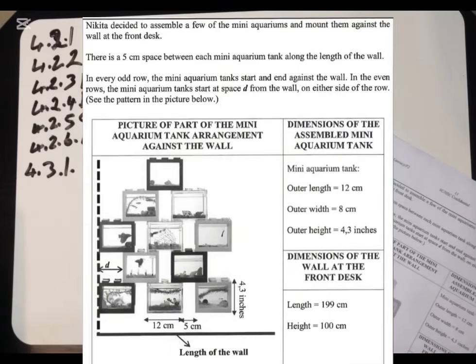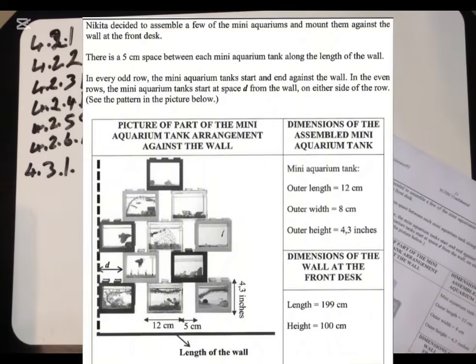We can see everything there. Aquarial, the mini tank outer layer is 12 centimeters outer length, 12 centimeters outer width is 8, then outer height is 4.3 inches. We can see that now we are having different units. We cannot work with different units. Before you do calculations, you must understand that you must convert to the same units first.